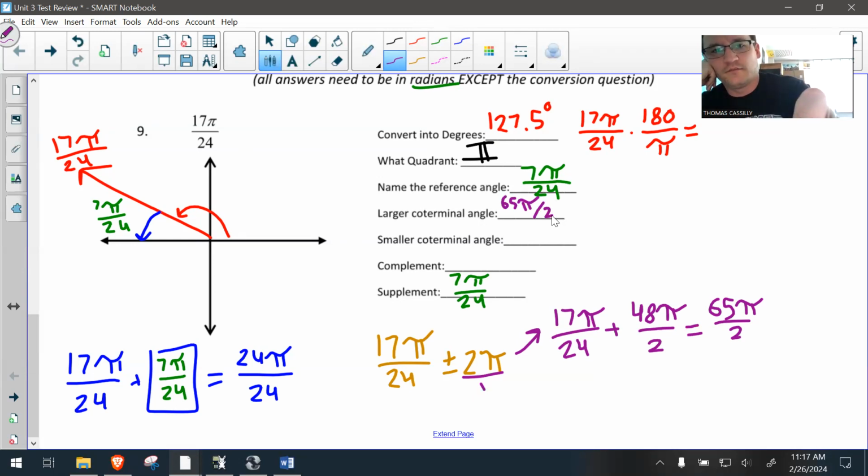All right, and then to figure out the smaller one, subtract it. 17 pi over 24 minus 48 pi over 24. What is that going to give you? That's negative 31 pi over 24.